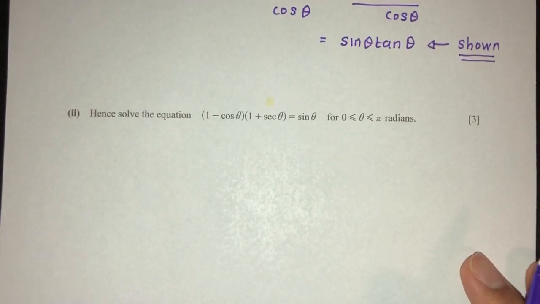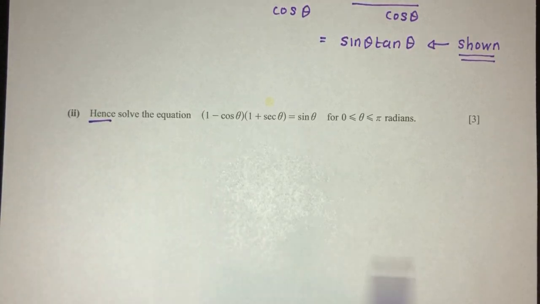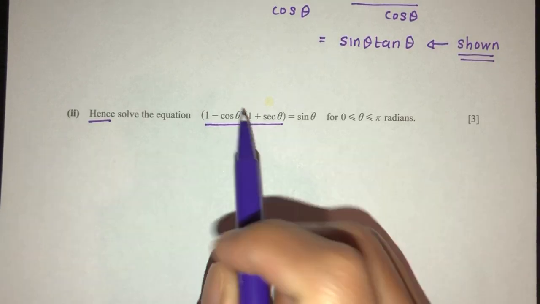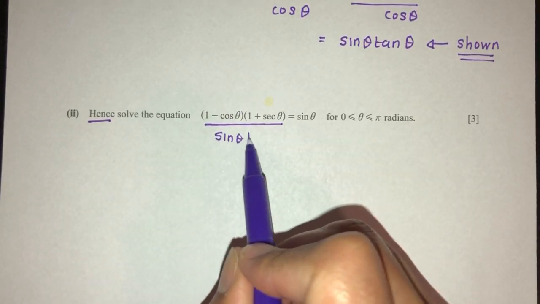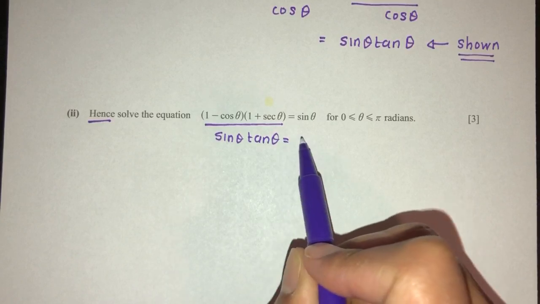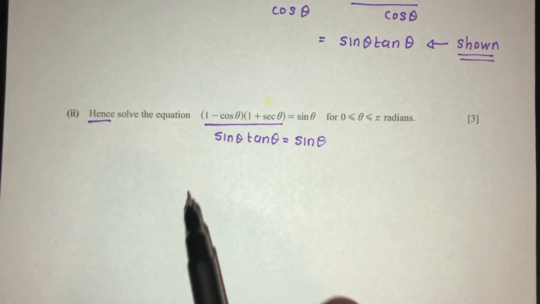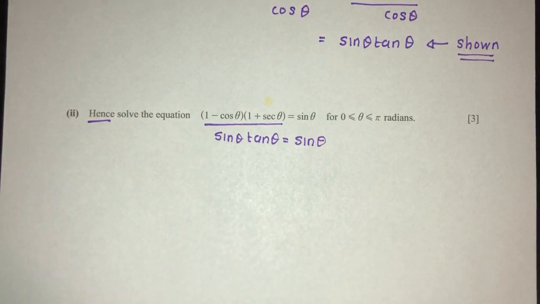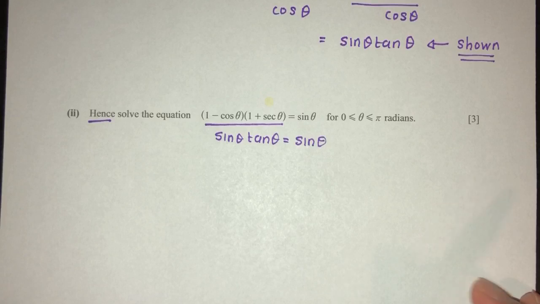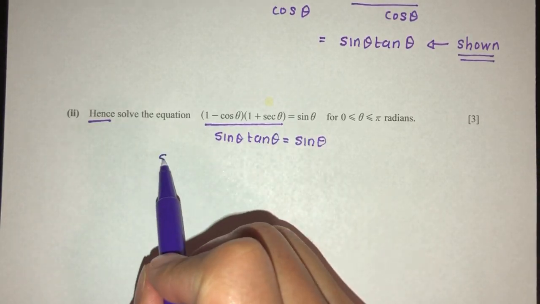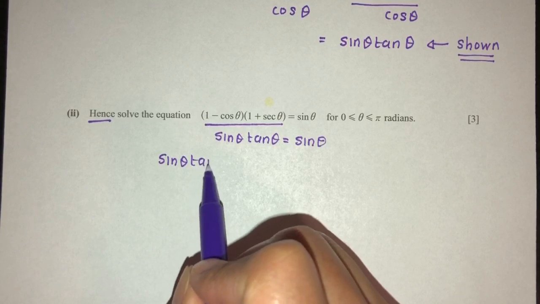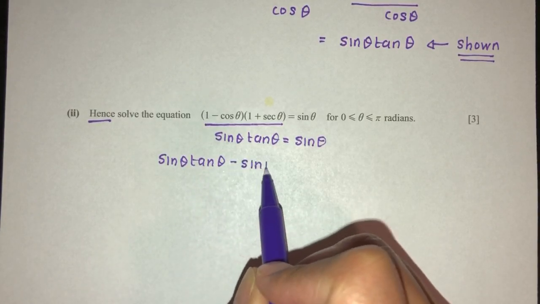Now for part 2, hence, so again you see hence here, hence meaning using the value from part 1, solve this equation. So part 1 we have shown this is equal to sine theta times tan theta. That is equal to sine theta. So one mistake I see that we do most of the times is we tend to divide by sine because it is on both sides. You will just cancel out, but you should not do that because by doing this you will lose some values for your angles. So what you need to do is send sine over here. You will have sine theta tan theta minus sine theta equal to 0.